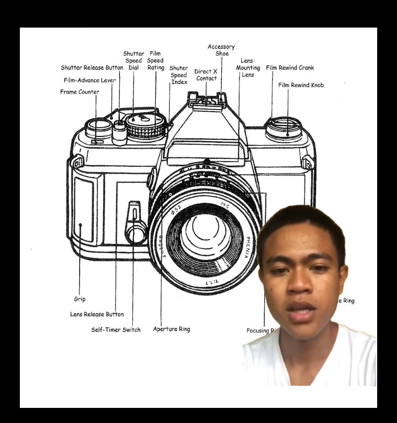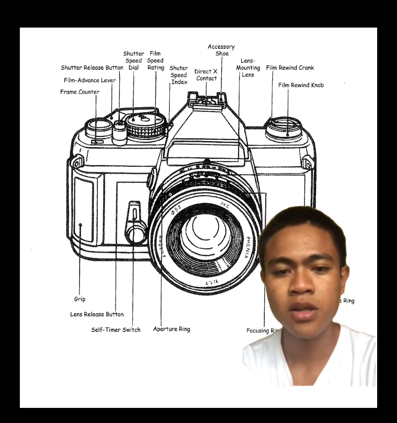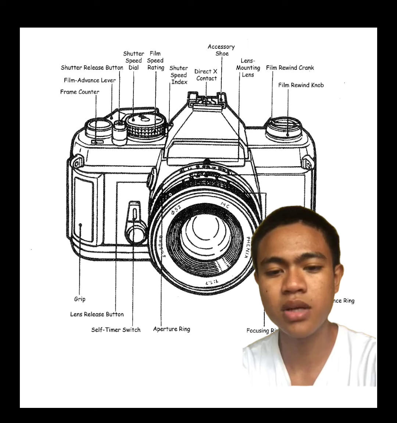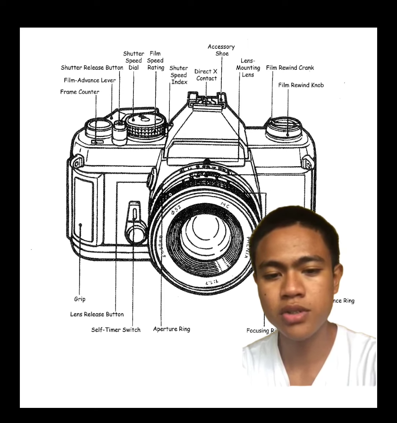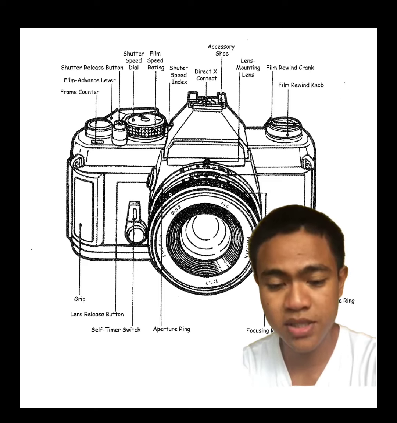Multiple exposure lever. It allows the photographer to superimpose one subject or scene over another on the same frame or photograph. Exposure measurement button. It measures the intensity of light and indicates the proper exposure, the combination of aperture and shutter speed, for film or image sensors' specific sensitivity.